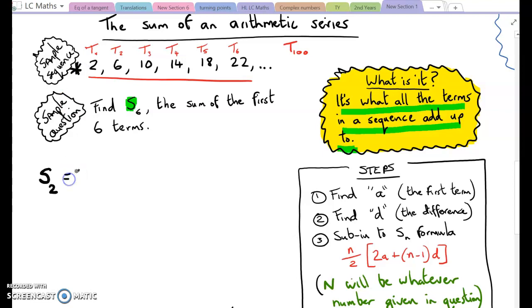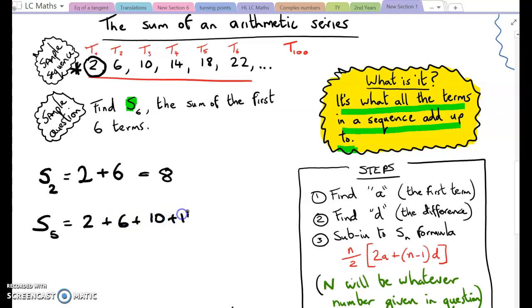Well, the first term is 2, and the second term is 6, so the sum of the first 2 terms is 8. If I asked you for the sum of the first 5 terms, I would say, well, the first term is 2, the second term is 6, the third term is 10, the fourth term is 14, and the fifth term is 18. I'm just using the first 5 terms. I would get 2 plus 6 is 8, plus 10 is 18, plus 14 is 32, plus 18 is 50.